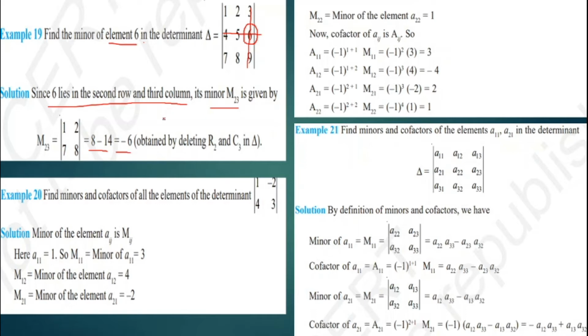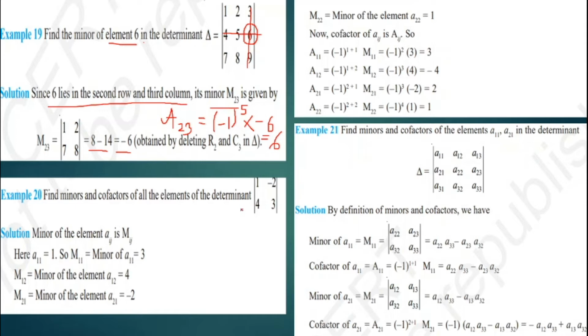Fine, we'll go for the cofactor here itself. A23 means minus 1 to the power 2 plus 3, that is 5, into M23. What is M23? Negative 6. So minus 1 to the power 5 is minus 1. So minus 1 into minus 6 is 6. So our cofactor will be 6. Clear? Okay, next, find minors and cofactors of all the elements of the determinant.